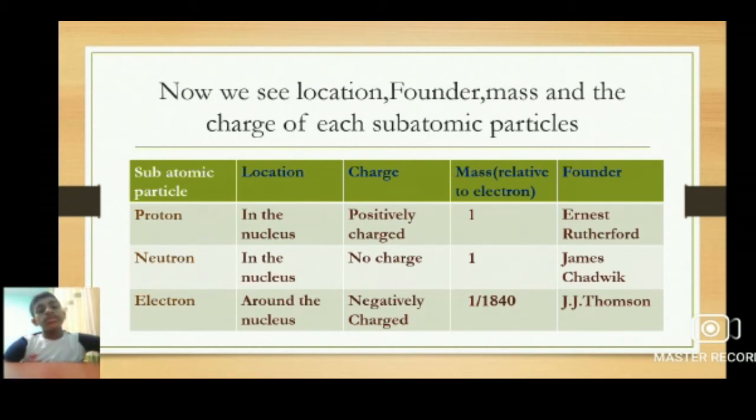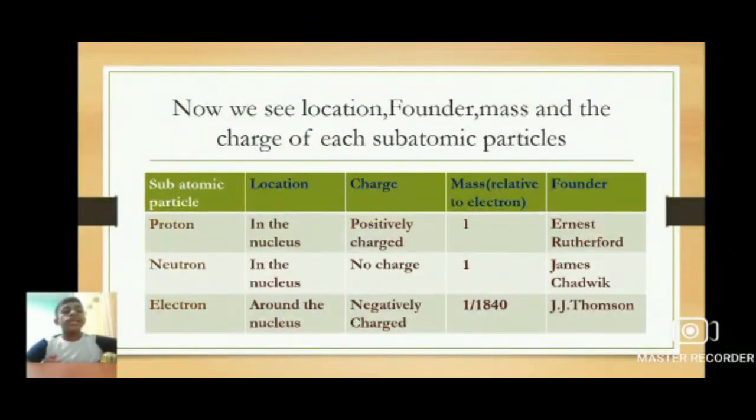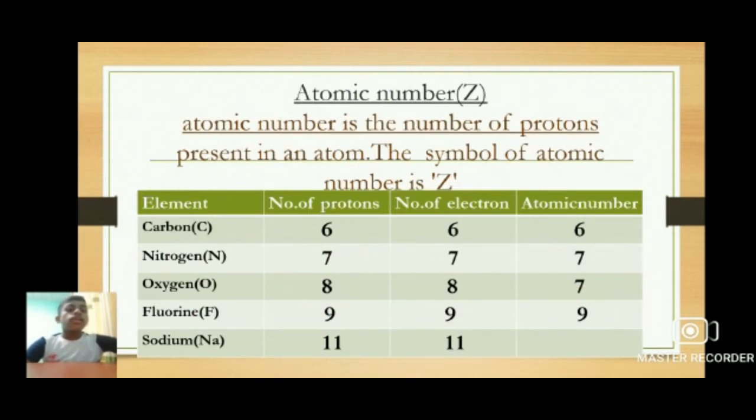Then we talk about neutrons. Neutrons are located in the nucleus. The charge is no charge. The mass relative to the electron is 1. The neutron was founded by James Chadwick. Then we talk about electrons. Electrons move around the nucleus and the charge of the electron is negative, and the mass relative to the electron is 1 over 1840. The electron was founded by J.J. Thomson.